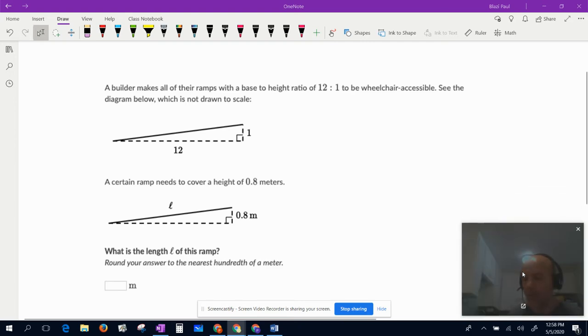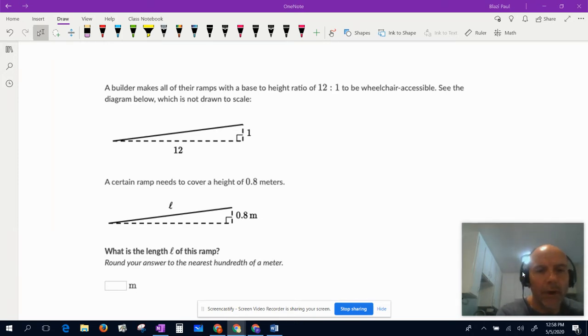Hey guys, here's another Pythagorean theorem challenge problem. This actually uses some of the things we're going to learn in the next section, which is triangle similarity. Okay, let's see. A builder makes all of their ramps with a base to height ratio of 12 to 1 to be wheelchair accessible. See the diagram below, which is not drawn to scale.